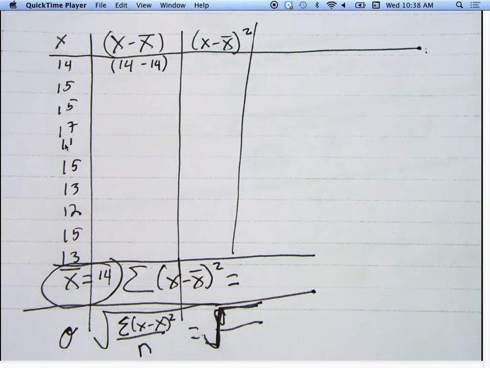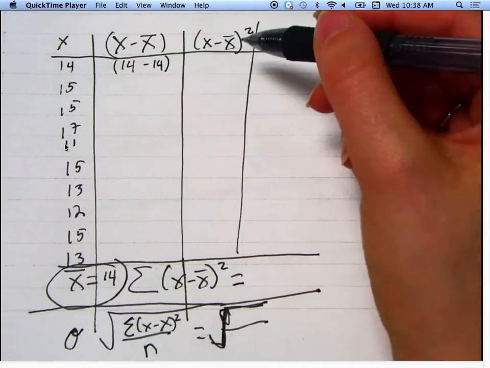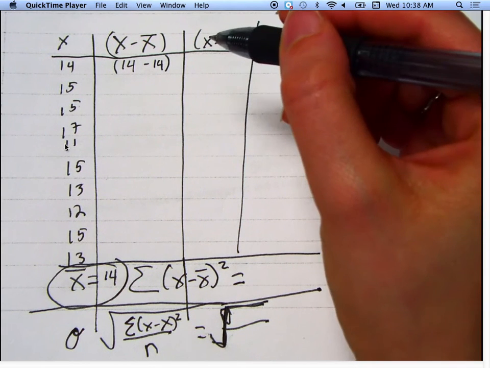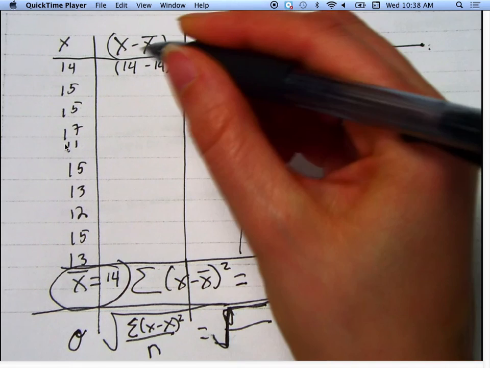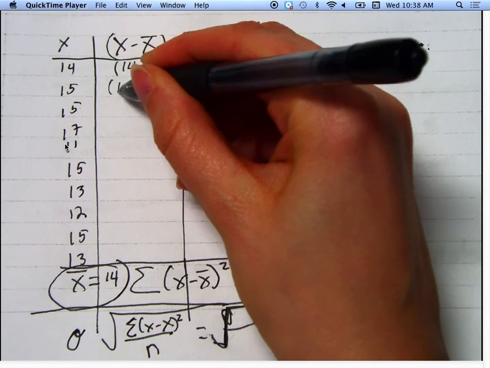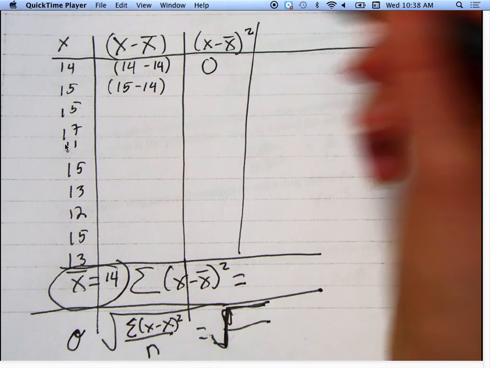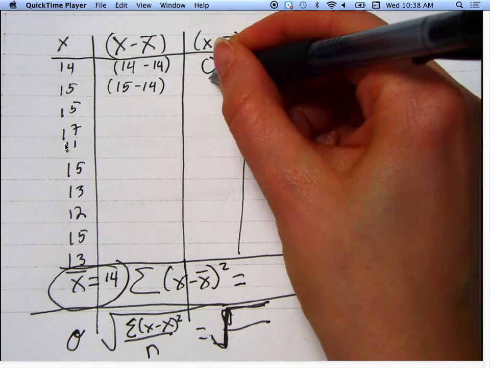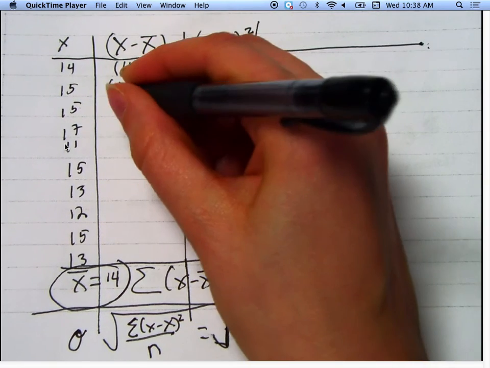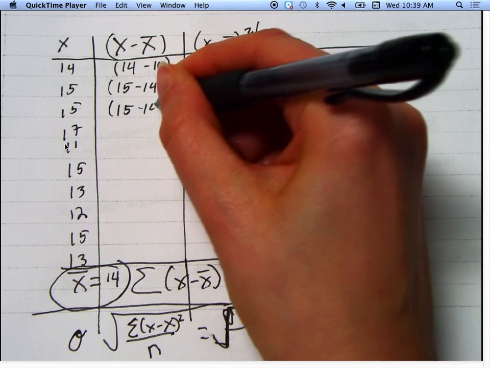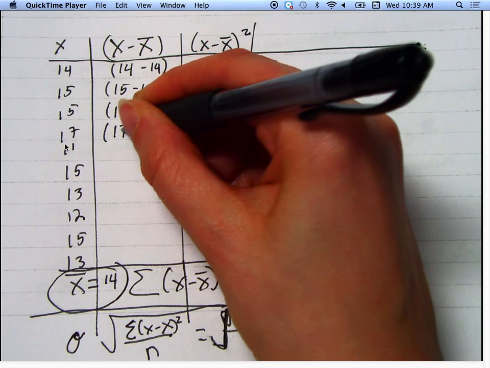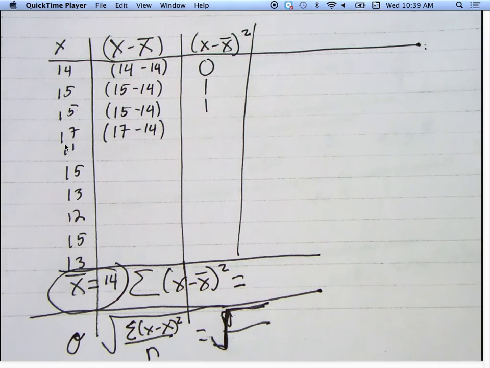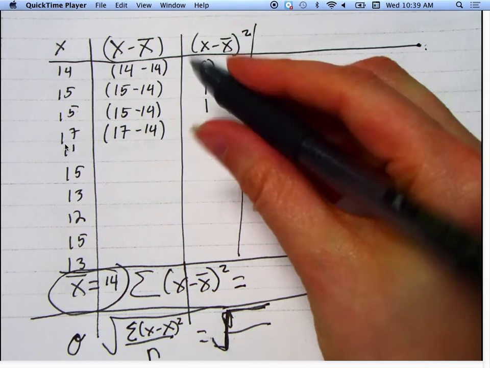Okay, we ready? 14 minus 14 is? Zero. 0 squared is? Zero. Good. 15 minus 14 is? One. 1 squared is? One. 15 minus 14 is? One. 1 squared is? 17 minus 14 is? 14, 15, 16, 17. 3. 3 squared is? Nine.